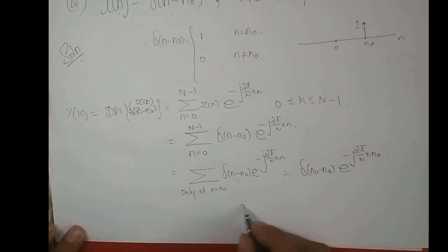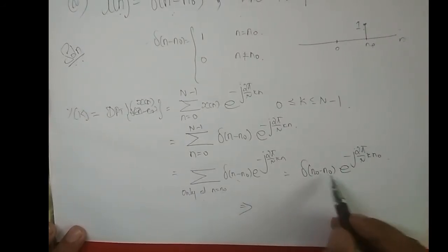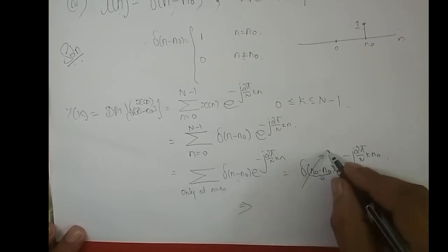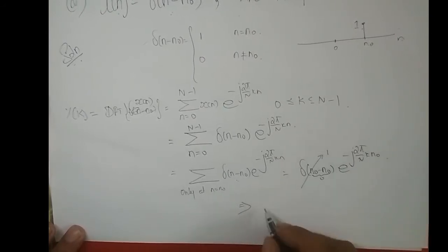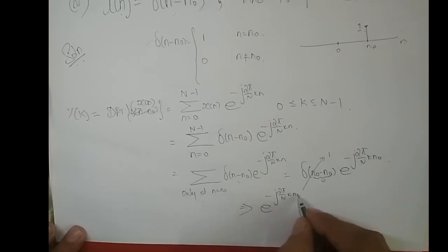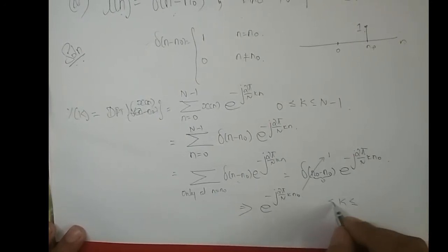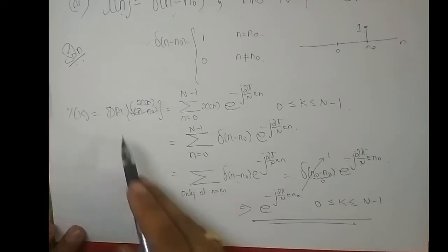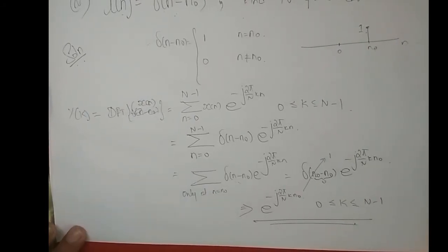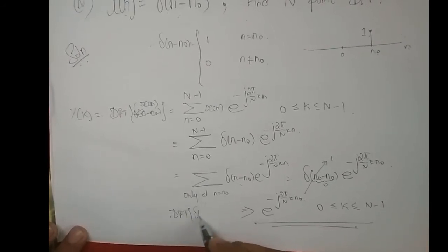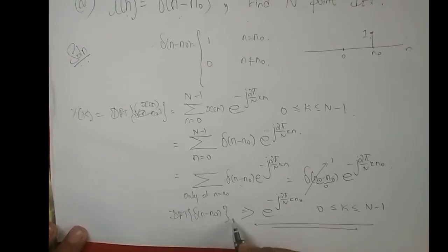What is n naught minus n naught? It is 0, and what is delta of 0? It is 1. So it is nothing but 1 into e power minus j 2 pi by N into k into n naught, for k varying from 0 to N minus 1. So this is the DFT of delta of n minus n naught.